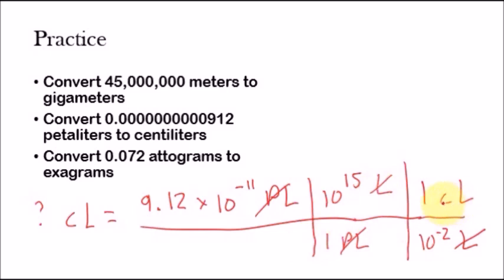And then when we do that, we will get 9.12 times 10 to the 6th centiliters. Alright. Now let's do our last problem here.